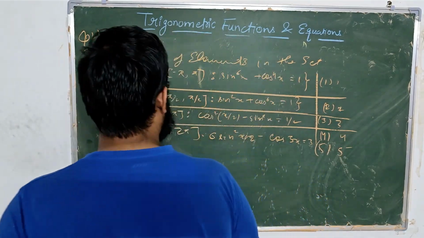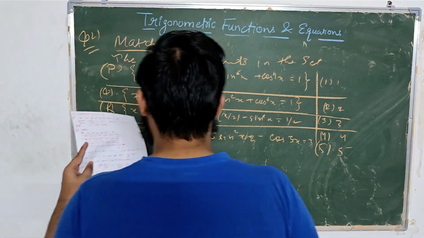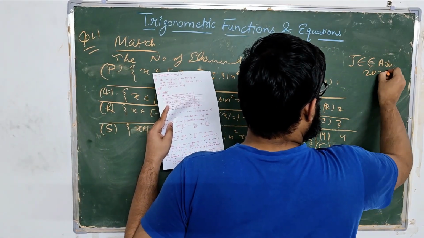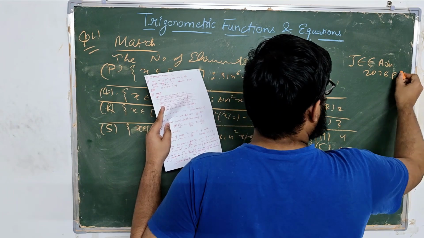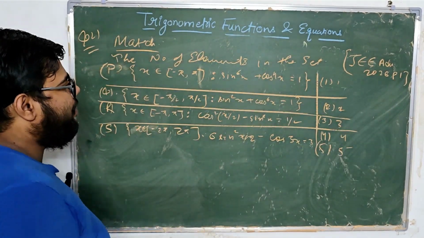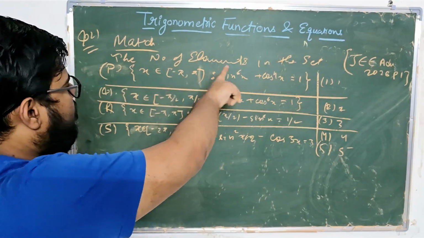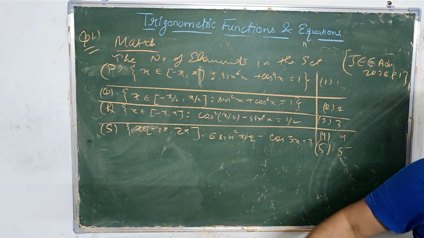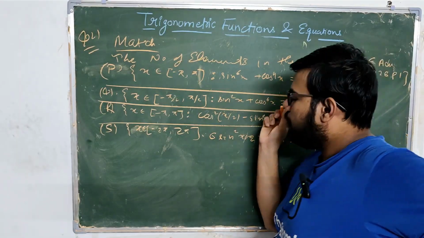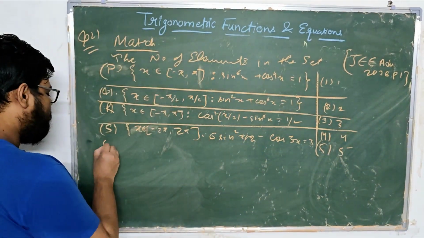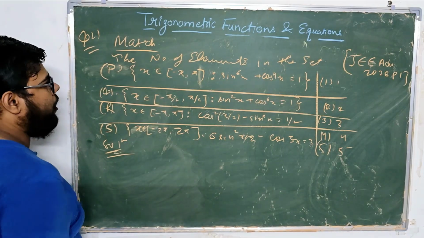So what is the answer? It is from JEE Advanced 2026 paper 1. So it is the most recent question which I could get, right? So these are the options. We have to match PQRS with respect to 1, 2, 3, 4 and 5. So let's solve P over here only.